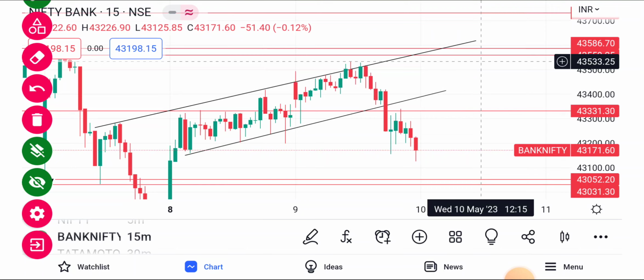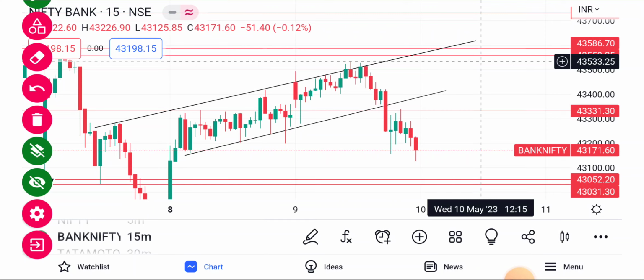What about gap down? If it opens somewhere around 43,000, again the price action is important. I will wait. If it takes support, I will go for a call. If it breaks 43,000, I will go for a put. If Bank Nifty is opening below 43,000, I will wait for one pullback. Definitely I will not think about a call in that case. I will wait for a pullback, and at a resistance I will buy a put. The targets will remain the same.